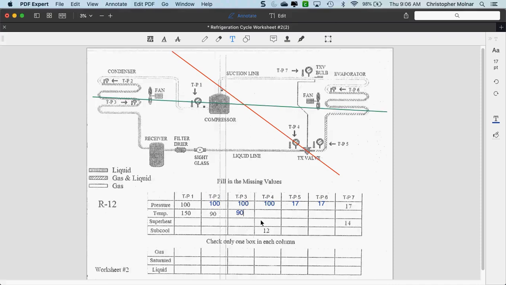What about the temperature at TP4? Also 90. Should be around the ambient temperature. No, it's not.